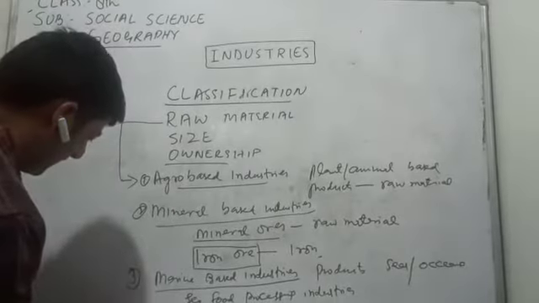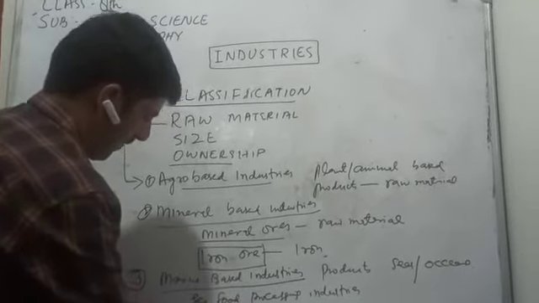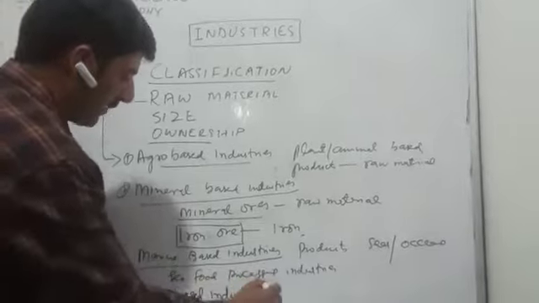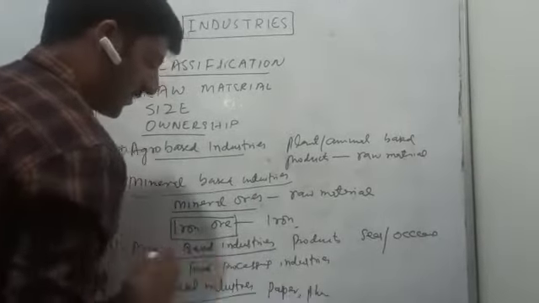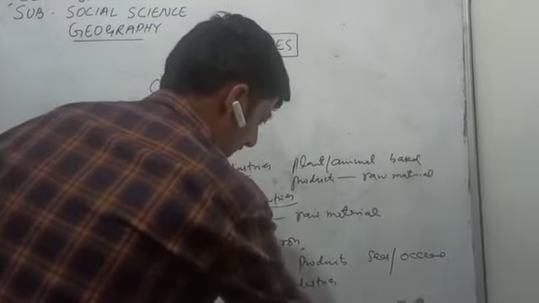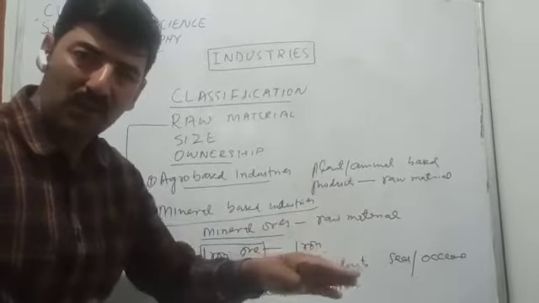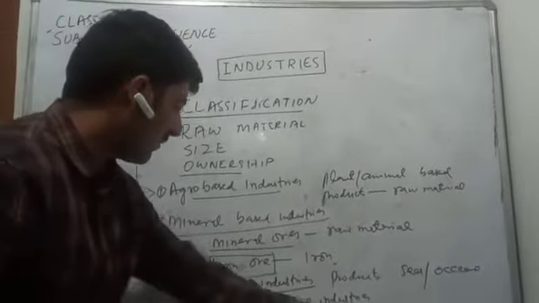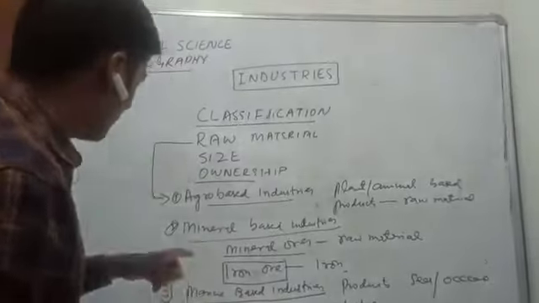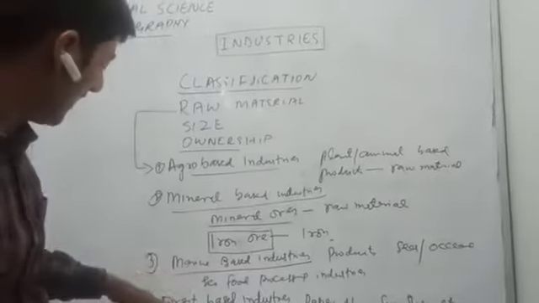Now forest-based industries. What are forest-based industries? Those which utilize forest products as their raw material. For example, paper industry, pharmaceutical industry, furniture industry, building material, etc. So these are forest-based industries because they use products obtained from forests. So dear students, on the basis of raw material, we have 4 types of industries: agro-based, mineral-based, marine-based, and forest-based industries.